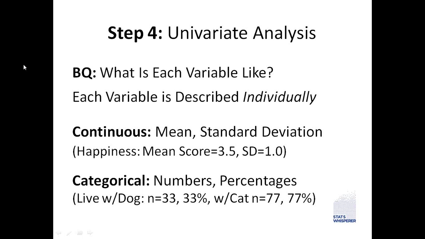And if it's a categorical variable, such as gender, or living with a dog or a cat, we might present the numbers in raw percentages, such as how many people live with a dog, 33, which is 33%, and live with a cat, 77, which is 77%.